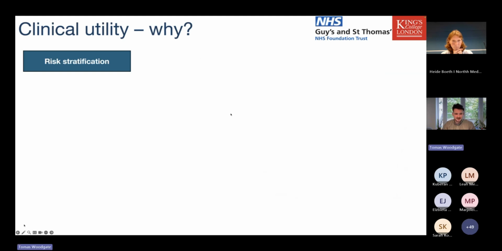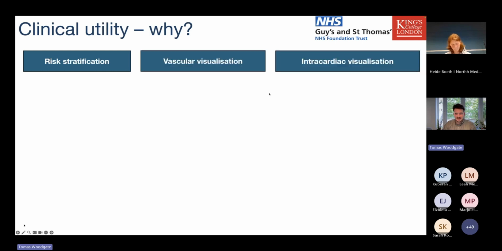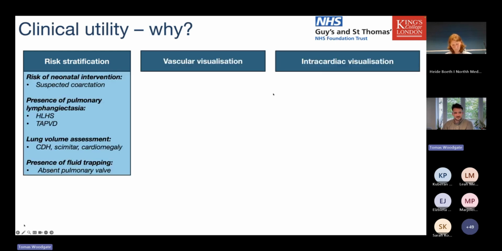This next thing is sort of why we get referred patients, and this is something we think about a lot: which are the best patients where fetal cardiac MRI can add value? In our own practice, it really falls into 3 main groups. So we have cases for risk stratification, vascular visualization, and intracardiac visualization.